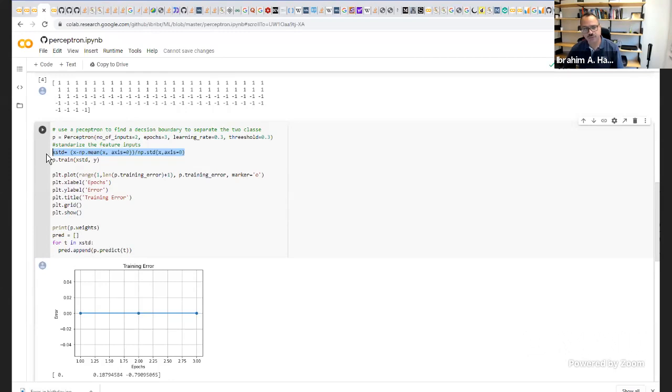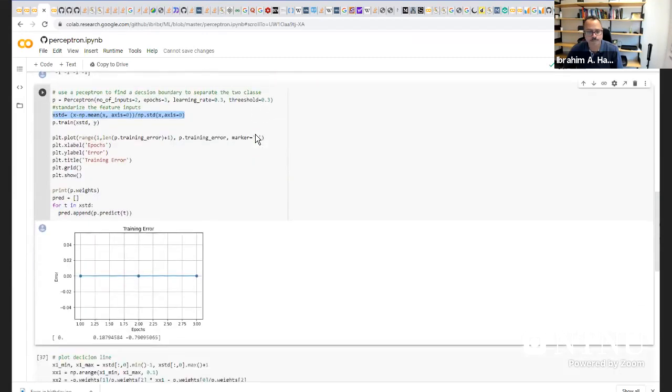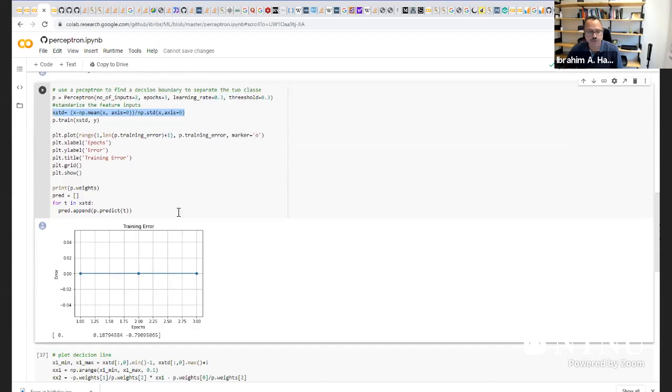It will make life much easier for the learning algorithm. And the model here will converge faster when we standardize feature inputs. Last time it took maybe 10 epochs to learn my data set. Now it takes maybe just one or two, for example. So it's really much easier. We use only two features to make it easy for visualizing.